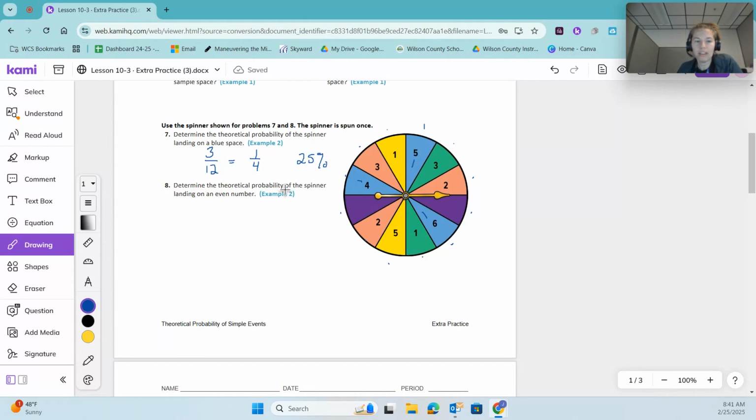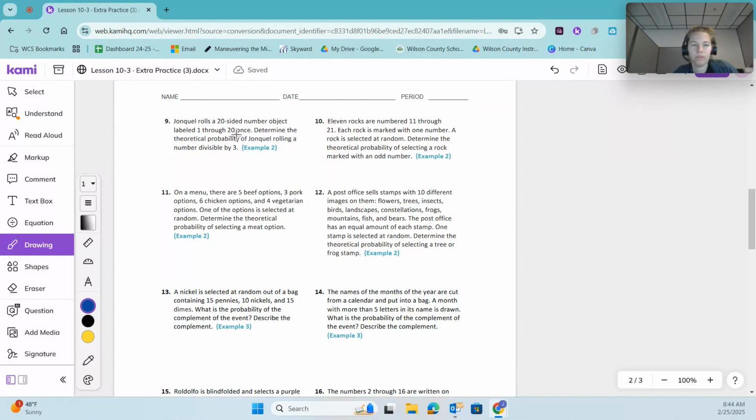Now the theoretical probability of the spinner landing on an even number. Even numbers are divisible by 2. So 4, 2, 4, 6, 2, and 6 are my even numbers. I have 6 out of 12 that are even, which simplifies to 1/2. So I have a 50% probability, or 1 out of 2, of landing on an even number. You can try numbers 9 through 12 on your own there.